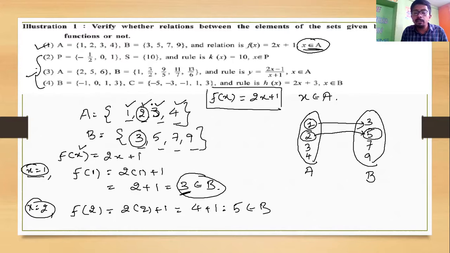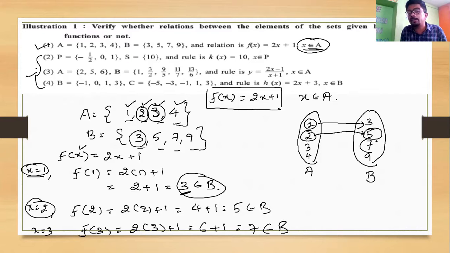In a similar fashion, let us take x equal to 3. So what can we get? f(3) is equal to 2 into 3 plus 1. So that will be 6 plus 1, that will be 7. And 7 again belongs to B. You can see here, 3 is related to B as 7. The image of 3 is 7.